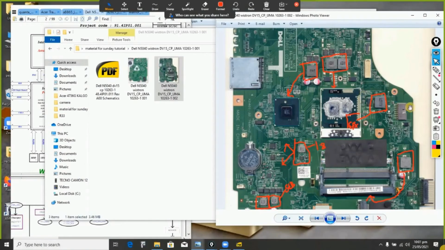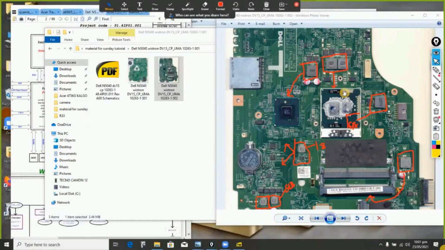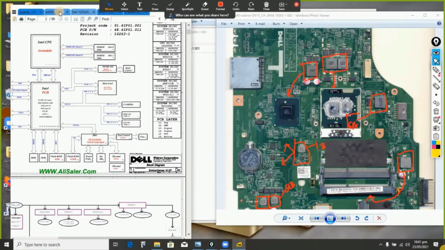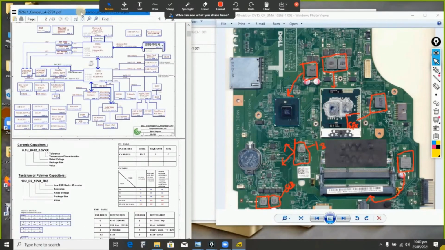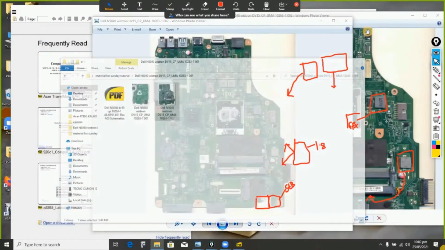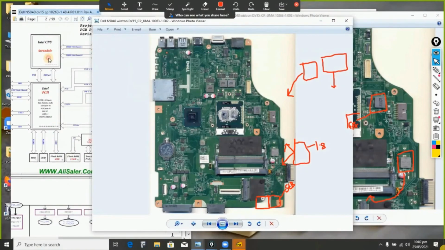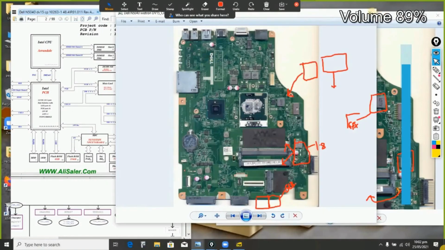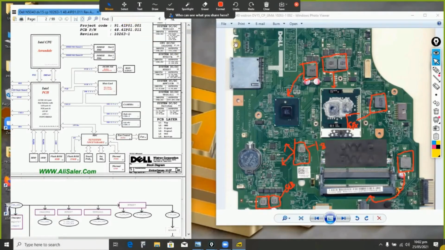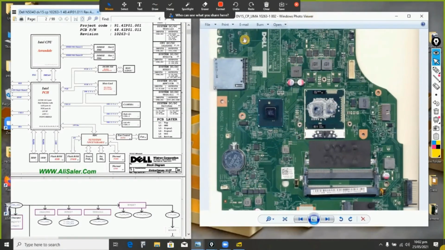After that, let me screenshot this. If you want to be double sure of all we've highlighted here, I'll come to the schematic. Let me close all of this. Okay, let me open the schematic again. So let me start with this standby.